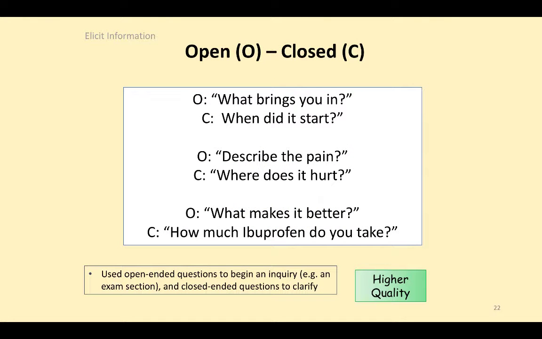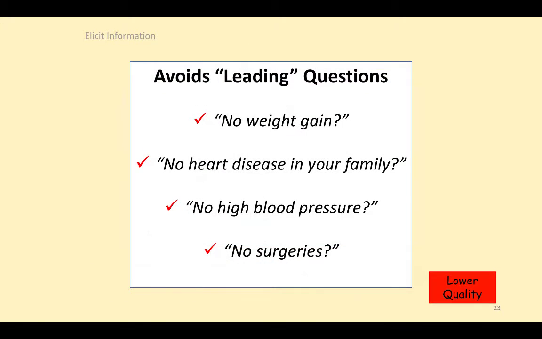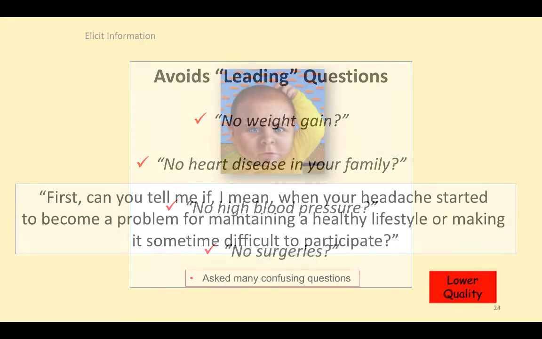And for example, what brings you in, which would be open. When did it start, which would be closed, very specific answer required. Open-ended, describe the pain, versus where does it hurt, again, which is very specific. Also, we're looking for them to avoid leading questions. No weight gain, no heart disease in your family, no high blood pressure, no surgeries.